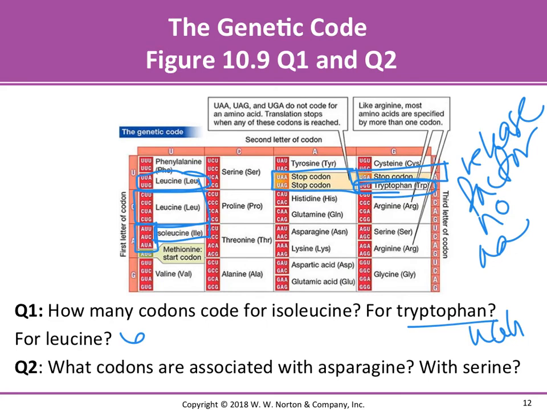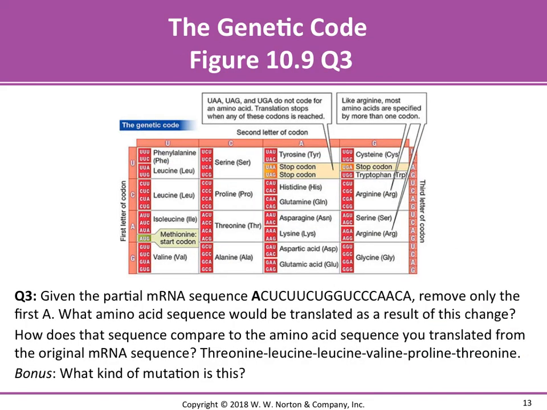Alright. What codons are associated with asparagine? It's kind of like asparagus. 2 of them. AAU, AAC. What about serine? Here's a serine. AGU, AGC. Is that the only one? Oh, serine's tricky. He's up there too. 4 of them. Holy cow.